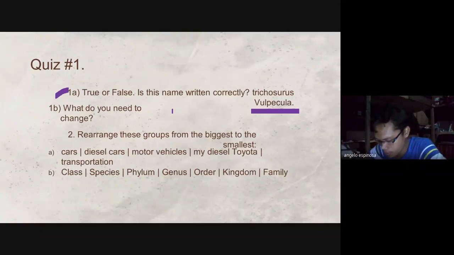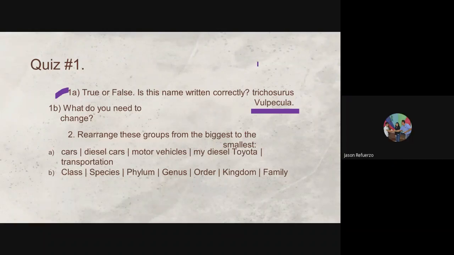Kasi alam ko 'yung iba nag-screenshot, nakikita ko sa camera. And then you have, okay, four, so let's call Eric De Leon. Ay, Sir Eric pala. Sorry. So let's say Sir Eric De Leon. Bakit false? Meron namang capital letter? Meron namang small letter?